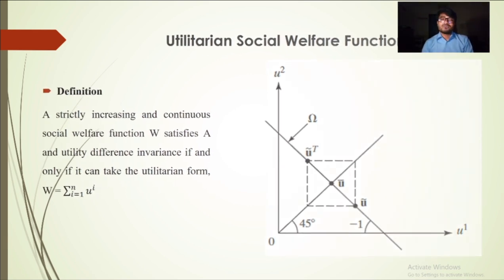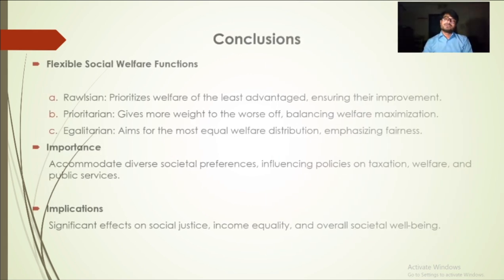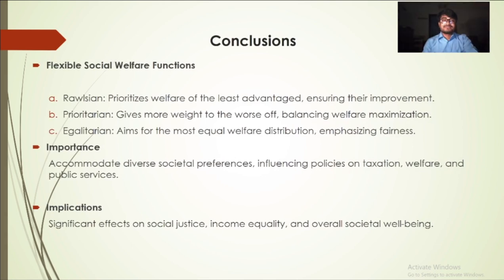So guys, we have reached the conclusion of today's discussion. That is the flexible social welfare function, which is divided into three parts: Rawlsian, prioritarian, and egalitarian. So at first, the Rawlsian social welfare function prioritizes the welfare of the least advantageous members of society, ensuring that improvements benefit those who are worst off.